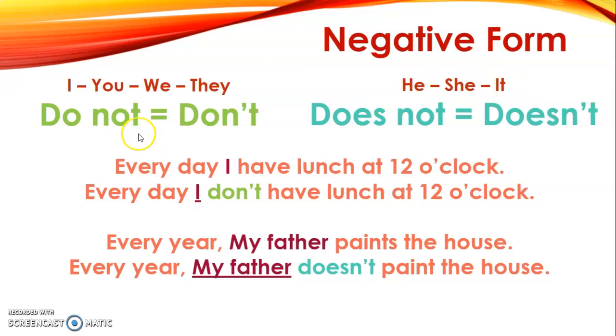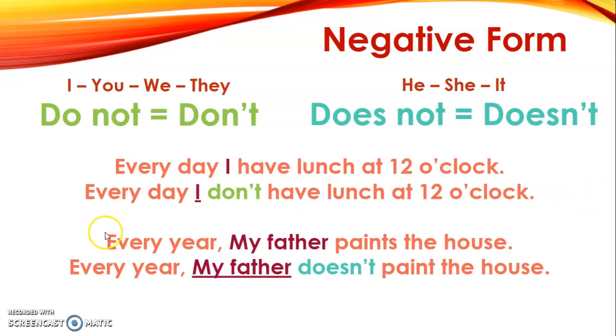Okay? Here I have 2 examples. Every day I have lunch at 12 o'clock. Todos los días yo almuerzo a las 12 en punto. Algunos niños dirán, no, mentira, yo no almuerzo a las 12 en punto, yo almuerzo a las 2. Entonces, ¿cómo quedaría esta frase negativa? Quedaría, every day I don't have lunch at 12 o'clock. Entonces, le ponemos el don't después del pronombre para que quede negativa. Todos los días yo no almuerzo a las 12 en punto.